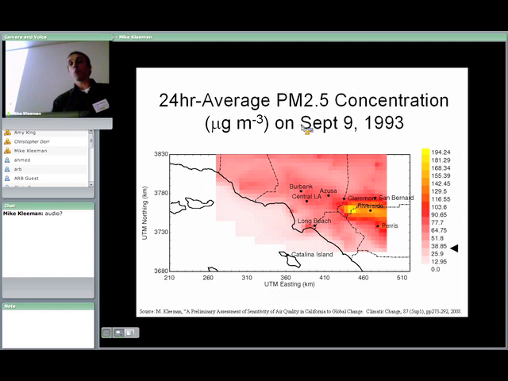And so it's important to understand all of those effects because we think that climate change is going to have an impact on all of those variables: temperature, humidity, and mixing depth. We expect all are going to change in response to climate change.